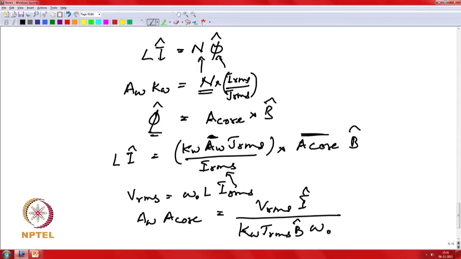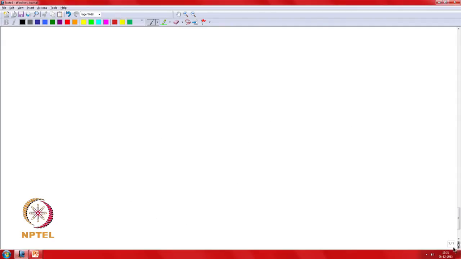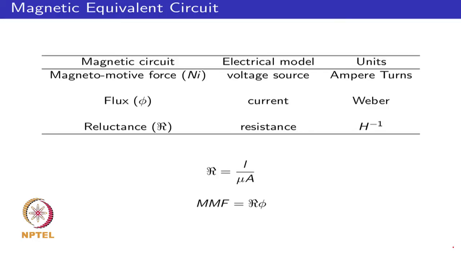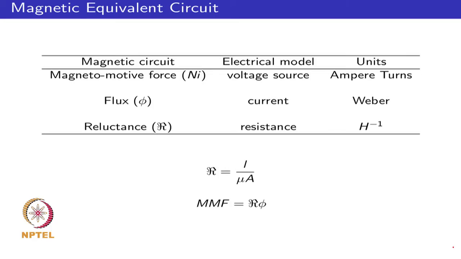So the next step in the design is to actually look at what the number of turns and the air gap is, and to do that one would find it useful to look at the concept of magnetic equivalent circuit. So in a magnetic structure, one looks at what is driving the flux, which is essentially your MMF, the magnetomotive force, that can be modeled as a voltage source in an equivalent electrical circuit, and this could be in ampere turns. What flows as a result of applying the MMF is flux, and that can be considered as a current in your electrical model of the circuit, and the units would be Webers.